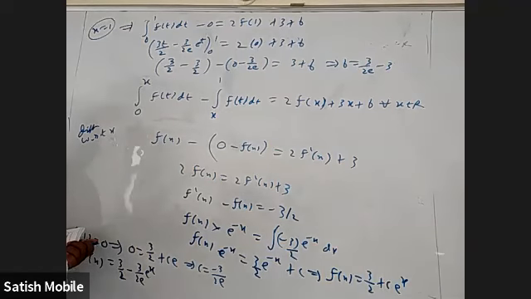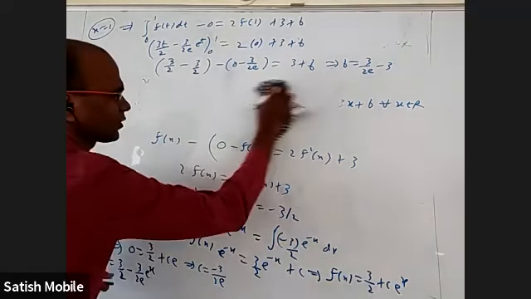Then the length of subtangent at 1 by 2. What is the formula for length of subtangent?